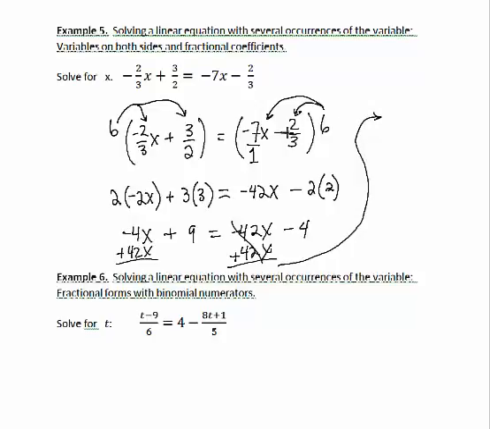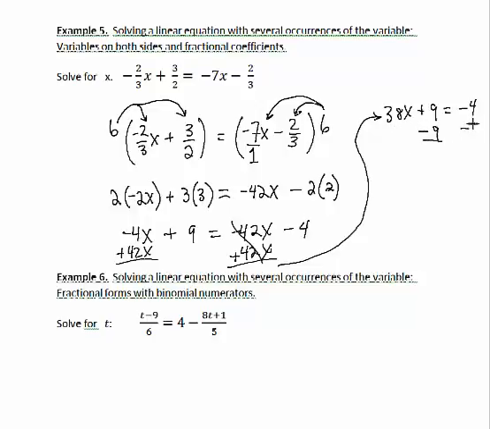On the left, that is going to give me a 38x plus 9. On the right, the 42's canceled, and so I only have a negative 4 on the right, and the 38 is positive. So we have made our way to the two-step version of this equation. We simply have to get rid of the 38 and the 9.